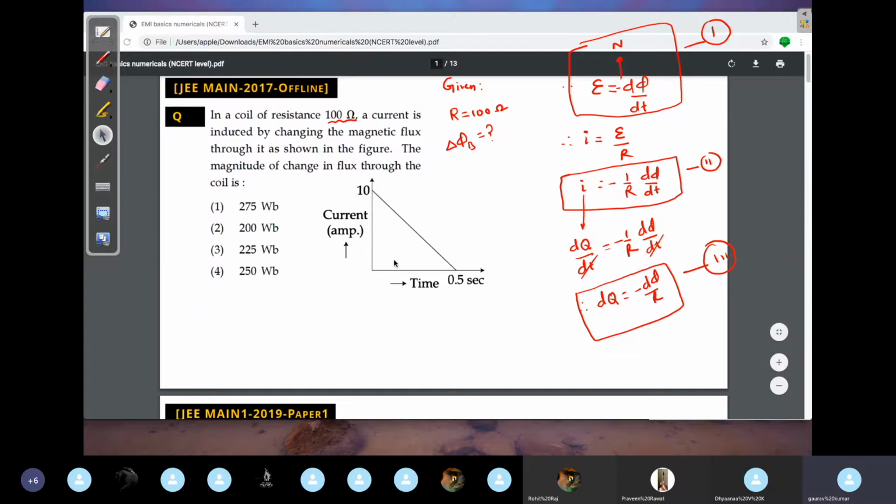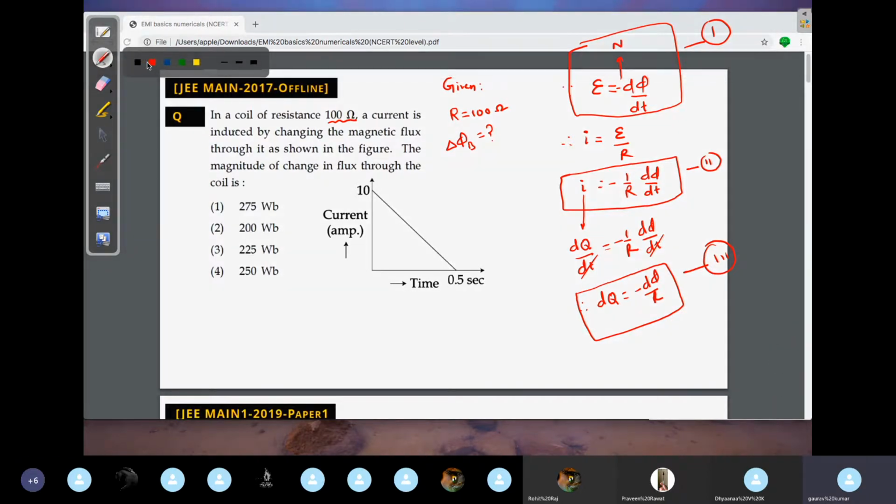These 3 equations. Now whenever you solve any question of EMI at a basic level, definitely you will be using either this or this or this. That depends upon the data and what is asked in the question. Like here they're asking you delta phi B. Delta phi is available here, here, as well as here. So which equation will you use? But they have given you current. Current is available only here. So for solving this question, we have to make use of this equation.